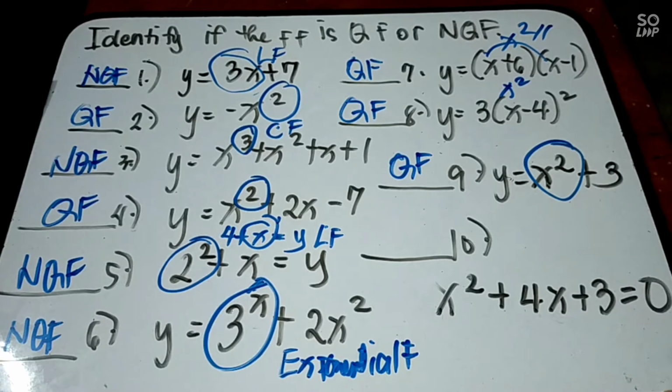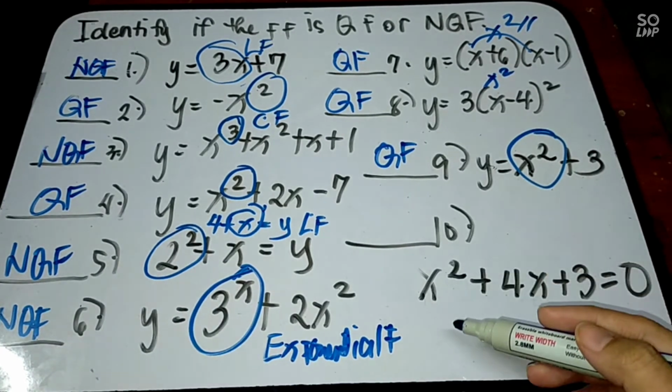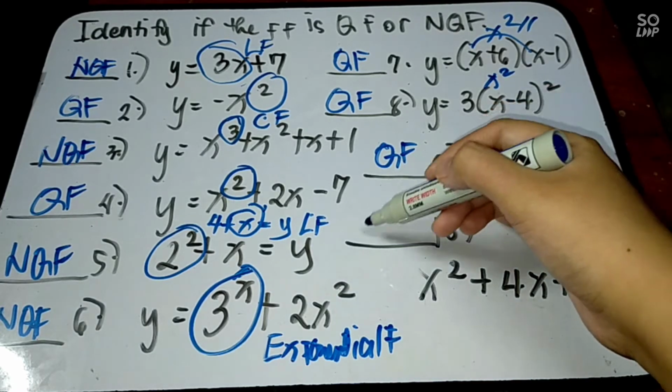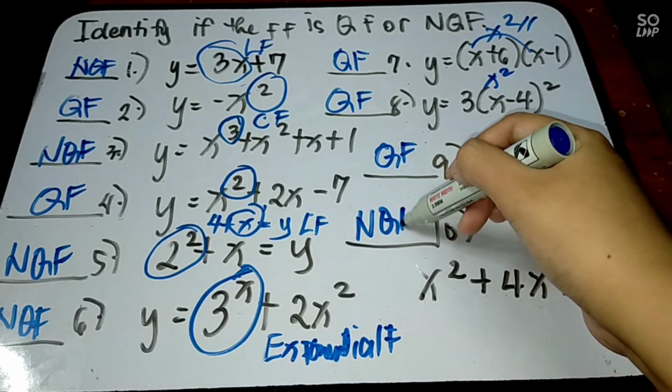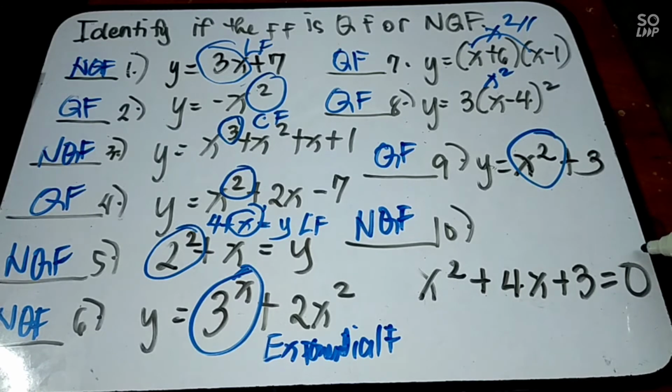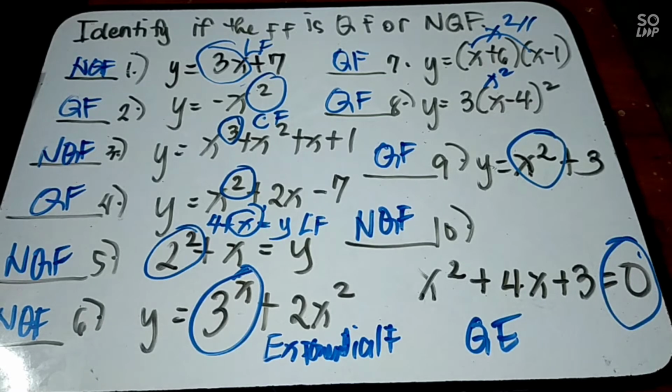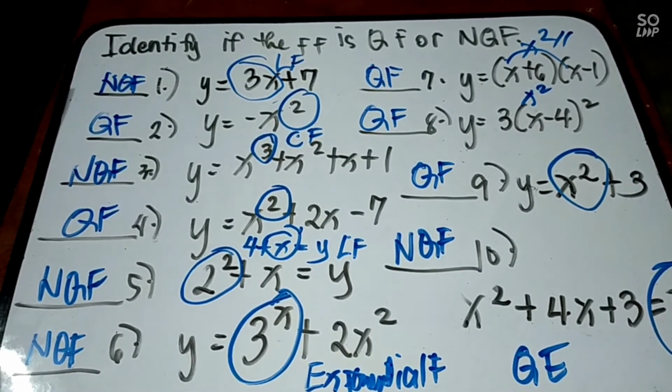And lastly, let us have number 10. We have x squared plus 4x plus 3 is equals to 0. Okay, so this one is not quadratic function. Bakit? Kasi naka-equate naman siya into 0. Ang tawag naman sa kanya is quadratic equation. Right? So, that is how will you identify if the given equation is quadratic function or not quadratic function. Is it clear? Let us move with the table of values.